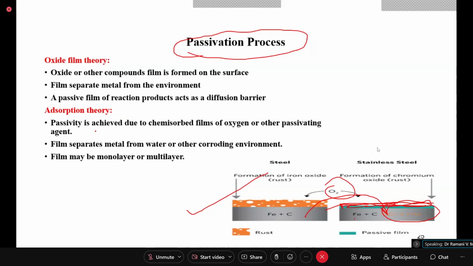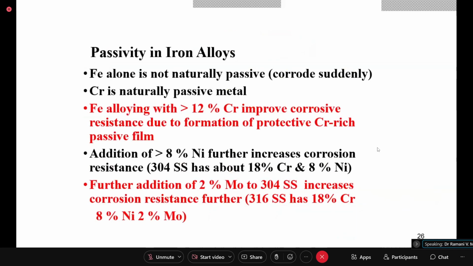Adsorption theory. Passivity is achieved due to chemisorbed films of oxygen or other passivating agent. Films separate metal from water or other corroding environment. Film may be monolayer or multilayer in thickness. Then passivity of iron alloys. How iron alloys are passivated.